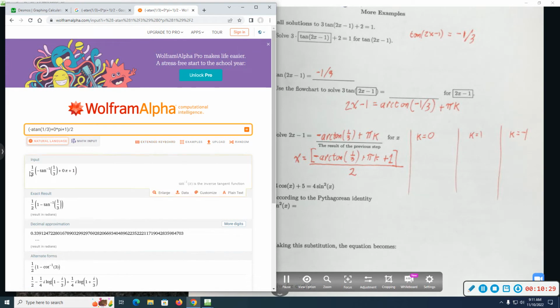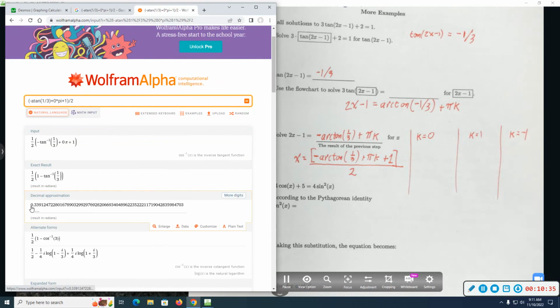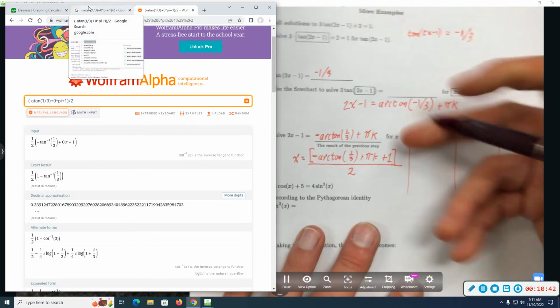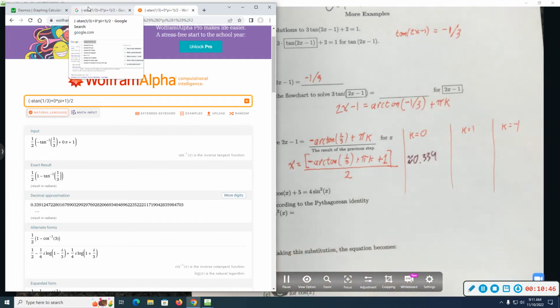Alright, negative 1/2 times negative inverse tangent 1/3 plus no pi's plus 1. I see the decimal approximation being about 0.339. So, let's put that down. About 0.339. Am I rounding that correctly in the last digit? Looks like it.